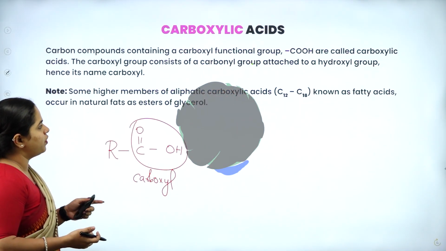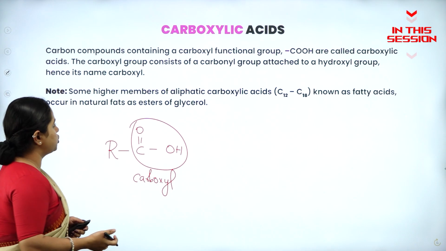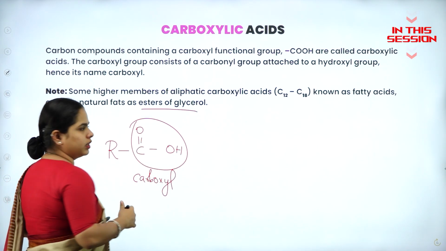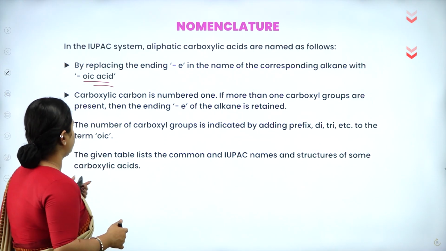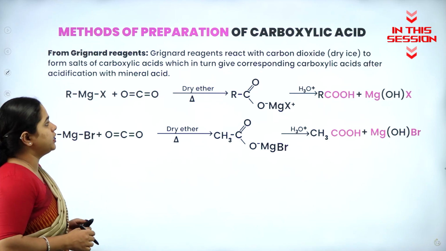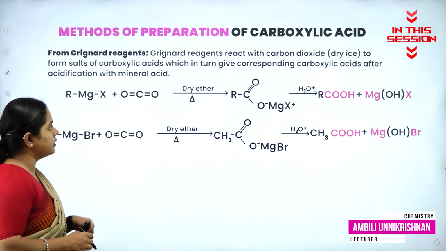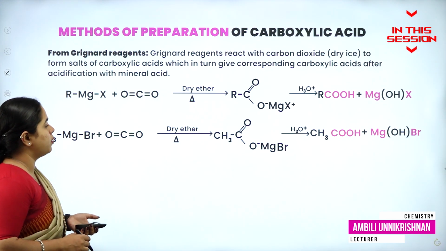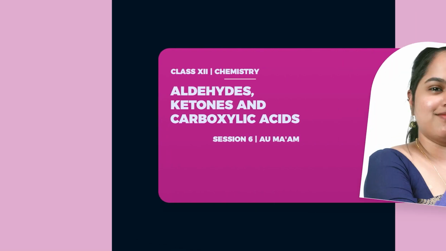Some higher members of aliphatic carboxylic acids, known as fatty acids, occur in natural fats as esters of glycerol. Carboxylic carbon is numbered 1. If more than one carboxyl group is present, then the ending E of the alkane is retained. Grignard reagent reacts with carbon dioxide to form salts of carboxylic acid, which in turn give the corresponding carboxylic acid after acidification with mineral acid.